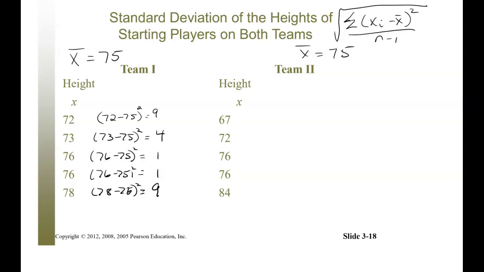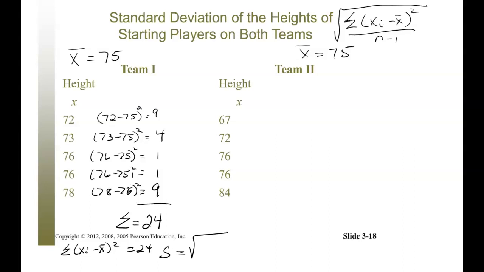So I did this first part where I took each individual value minus the x bar and squared it. Then I need to take the sum of those values. So sum them up. So we have 18, 19, 20, 21, 22, 23, 24. It looks like I get 24. So now I have the numerator. The sum of xi minus x bar squared equals 24.